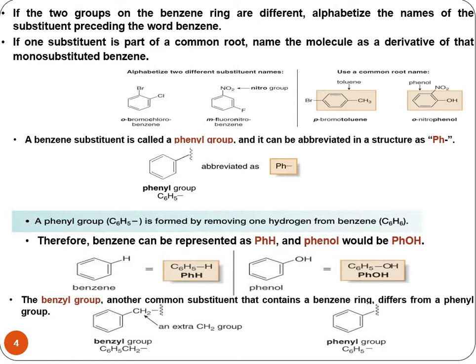A benzene substituent is called a phenyl group and it can be abbreviated in a structure as Ph. So phenyl is C6H5- or Ph. A phenyl group is formed by removing one hydrogen from benzene. Therefore, benzene can be represented as PhH, or phenol would be PhOH. You can see here the benzyl group, another common substituent that contains a benzene ring, differs from a phenyl group by an extra CH2 group. You can see benzyl and phenyl.